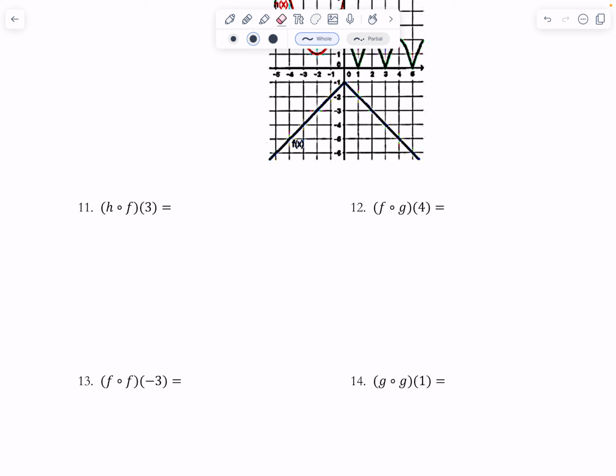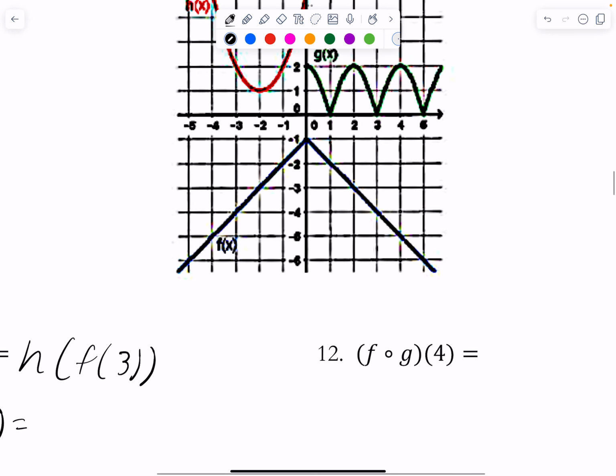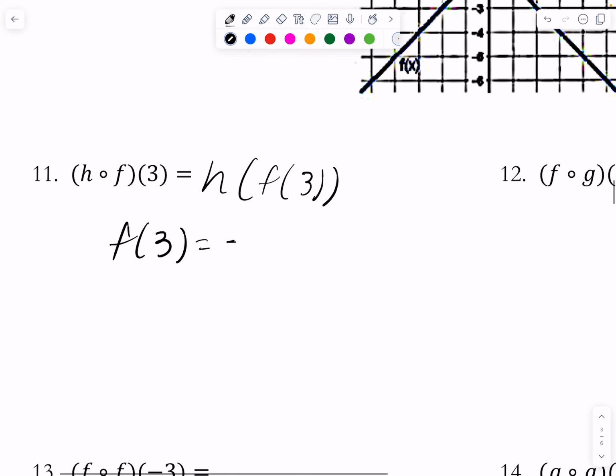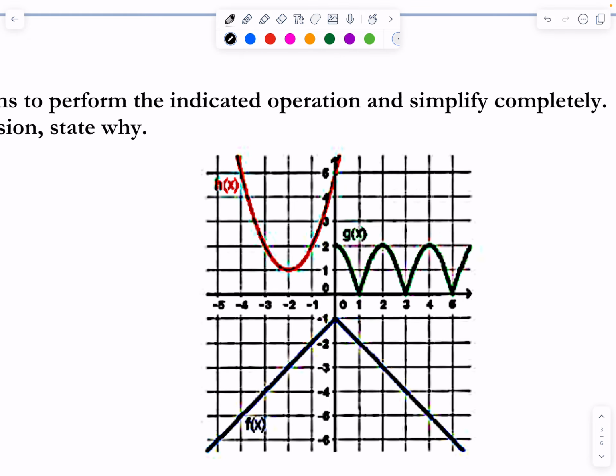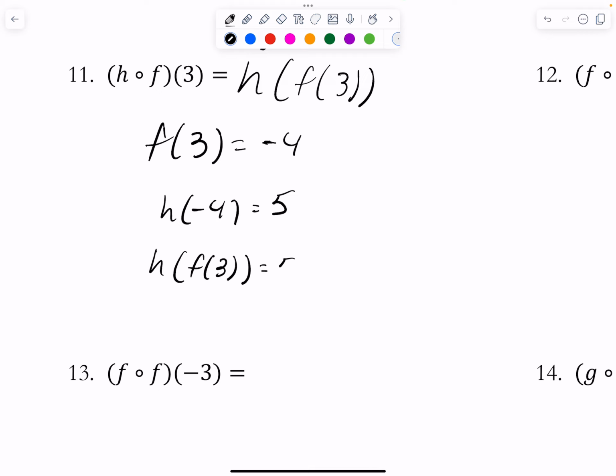So h of f of 3. I'm going to do f of 3. So go to the function. This is my absolute value function. X value of 3, y value is negative 4. Plug it into that first letter. So h of negative 4, that's the parabola. H of negative 4 is that y value of 5. So h of f of 3 is 5.